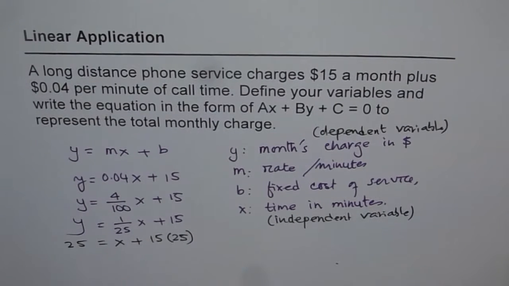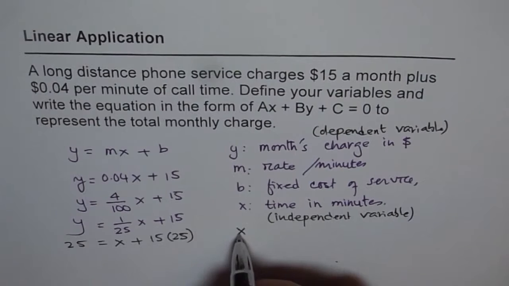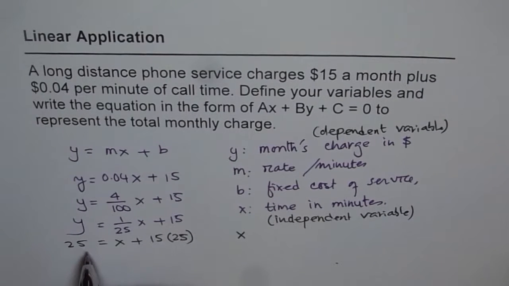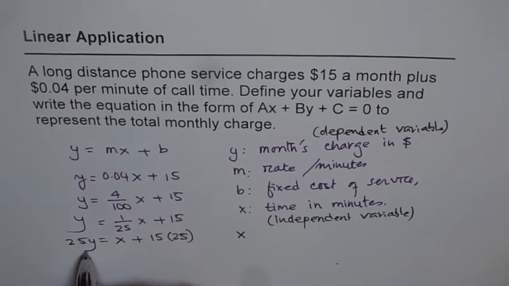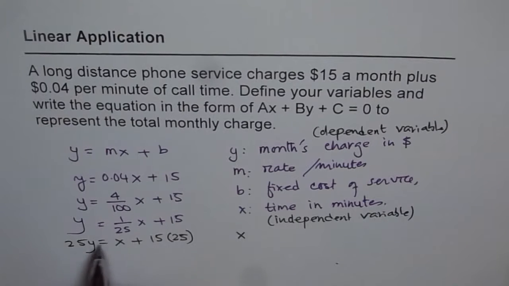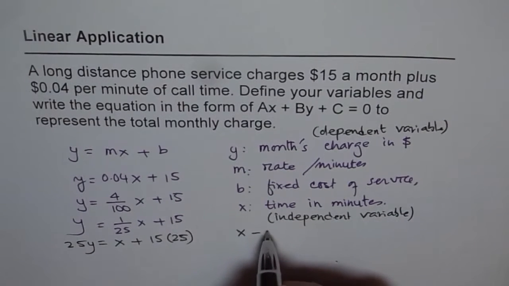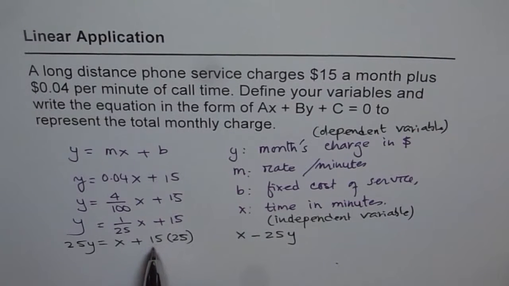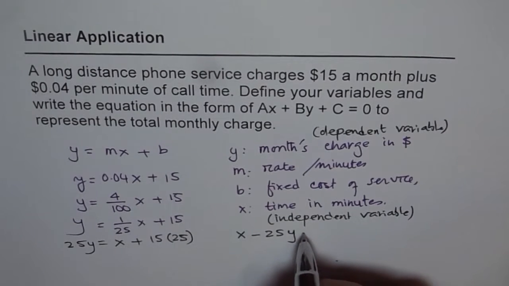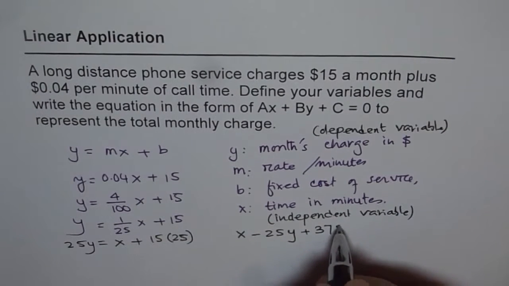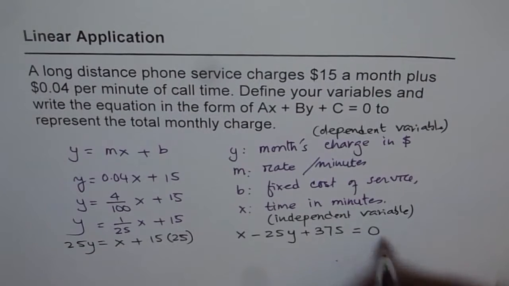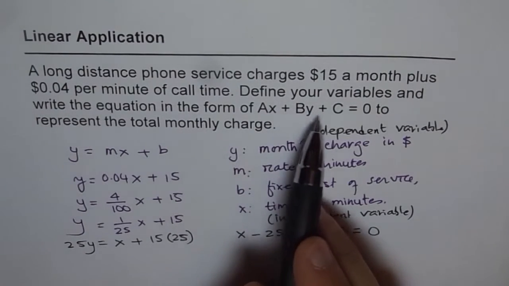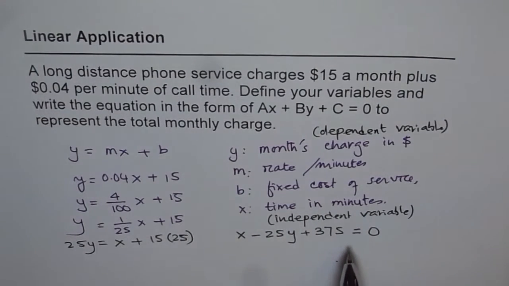So we are writing x terms first. So let me write this here, x. Now the y term, well, this was 25y. So 25y we will bring to this side. So we get x minus 25y. And then we already have 375 as 15 times 25. So we have plus 375 equals 0. So that is the ax plus by plus c equals 0 form, correct?